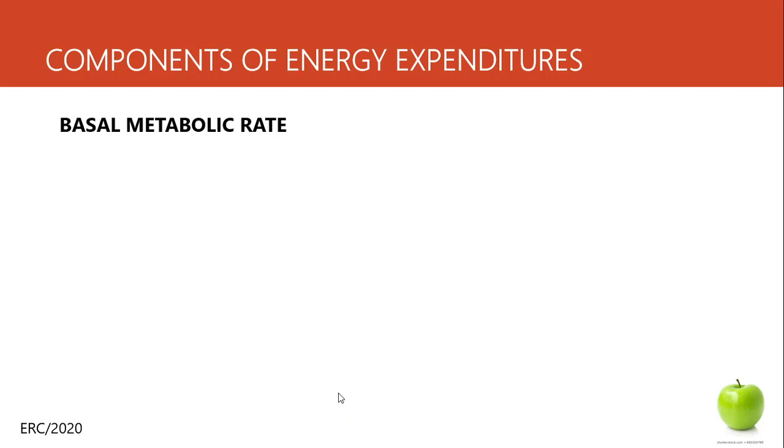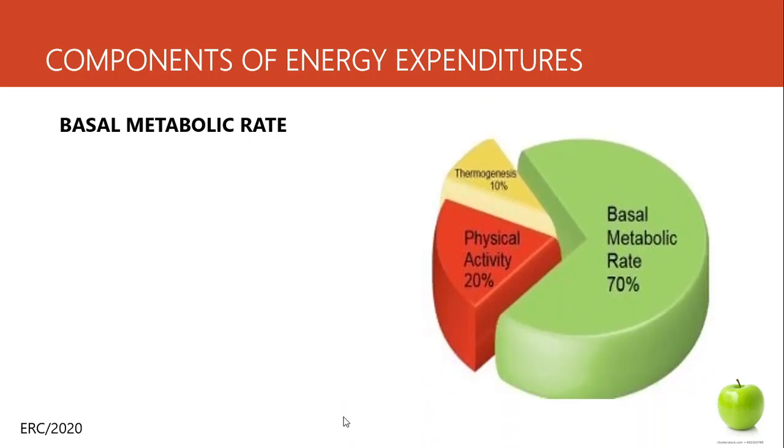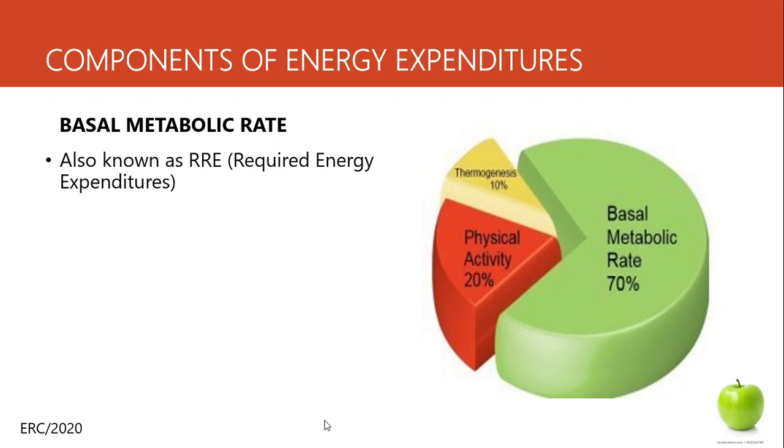Okay, let's move to the components of energy expenditure. Our body expends 70% of energy for the basal metabolic rate, 20% for physical activity, and for thermogenesis we allot 10% of it. So the basal metabolic rate is quite large, the energy that it uses. Okay, so let's talk about the basal metabolic rate.